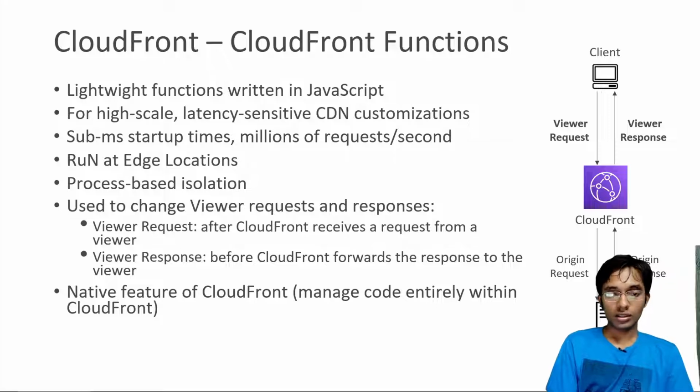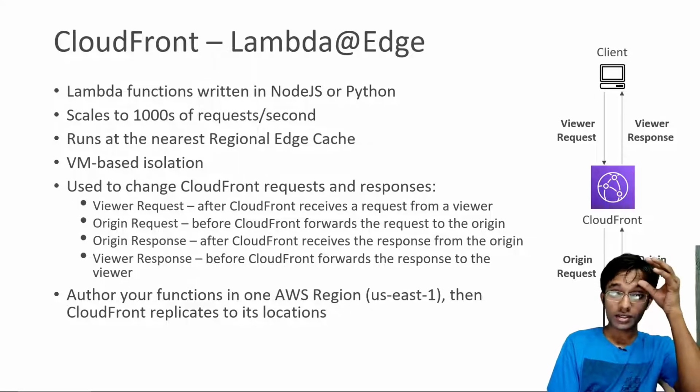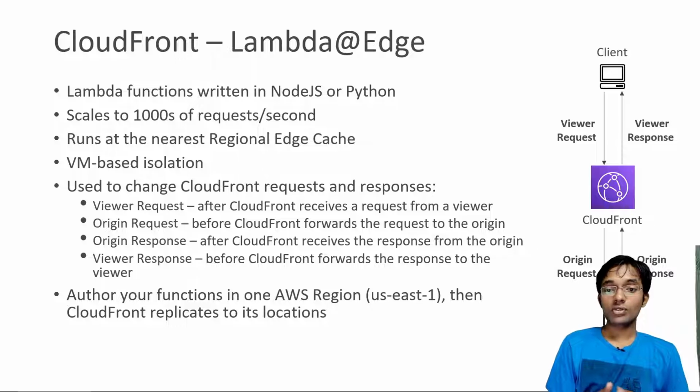Now, Lambda@Edge is a different mindset. This was first what CloudFront was offering as a feature. CloudFront functions are new, but Lambda@Edge has existed for a long time. These are Lambda functions written in either Node.js or Python, and you can scale to thousands of requests per second. So less scale than CloudFront functions for sure, and they run on the nearest regional edge cache. They are virtual machine based isolation.